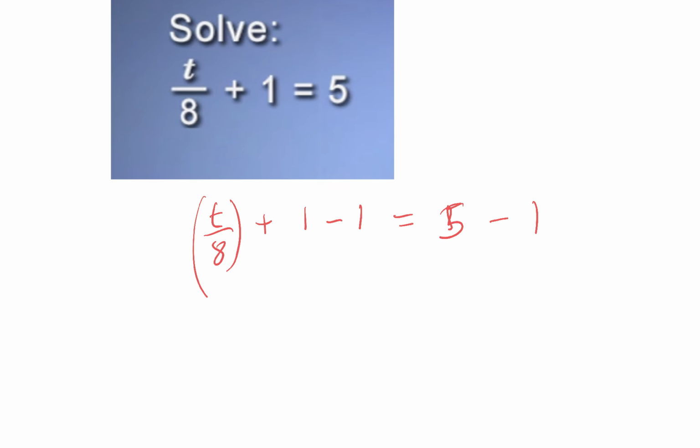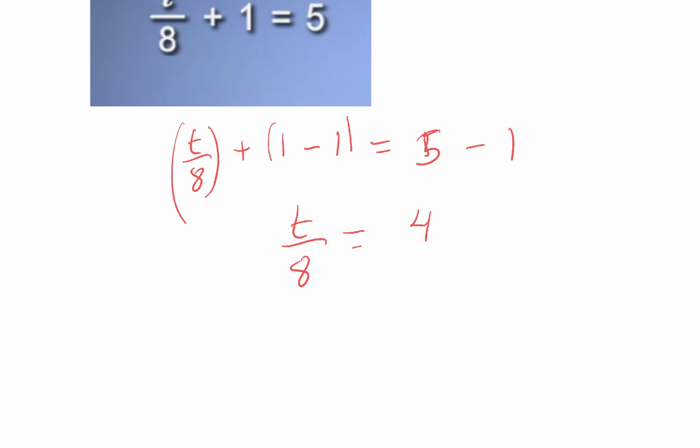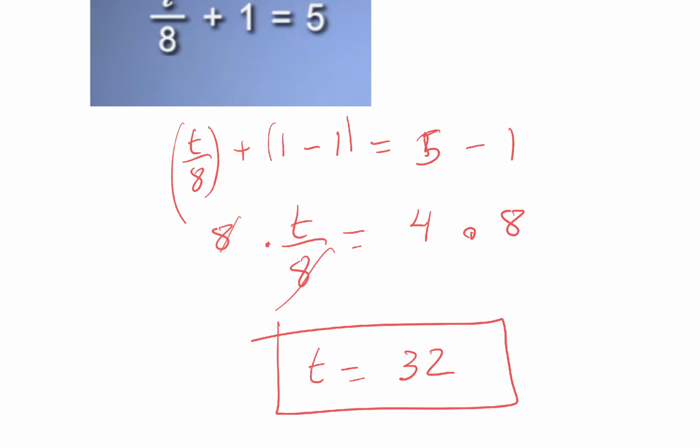So nothing has happened. But now, plus 1 minus 1 is 0, so I will have t divided by 8 equals 5 minus 1, which is 4. Now I have to solve this equation. I will multiply both sides of the equation by 8. And now the 8 will cancel with the 8, and I will have t equals 8 times 4, which is 32. So this is the solution.